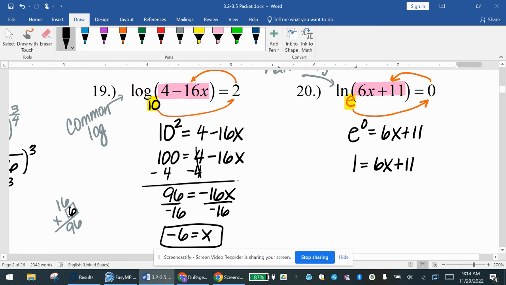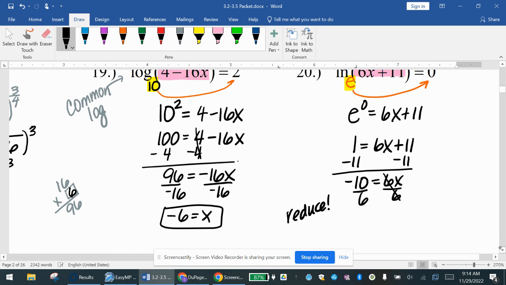Solve for x, subtract 11. Divide by 6. And always reduce your fractions. So both the 10 and the 6 are divisible by 2. So 10 divided by 2 and 6 divided by 2.